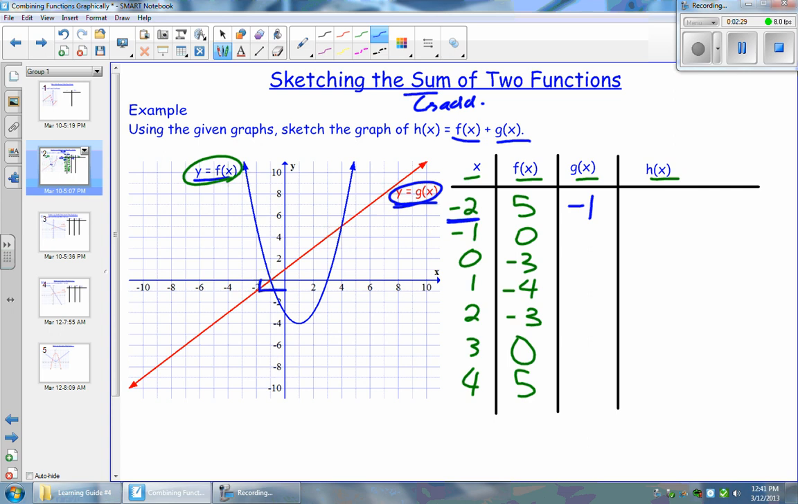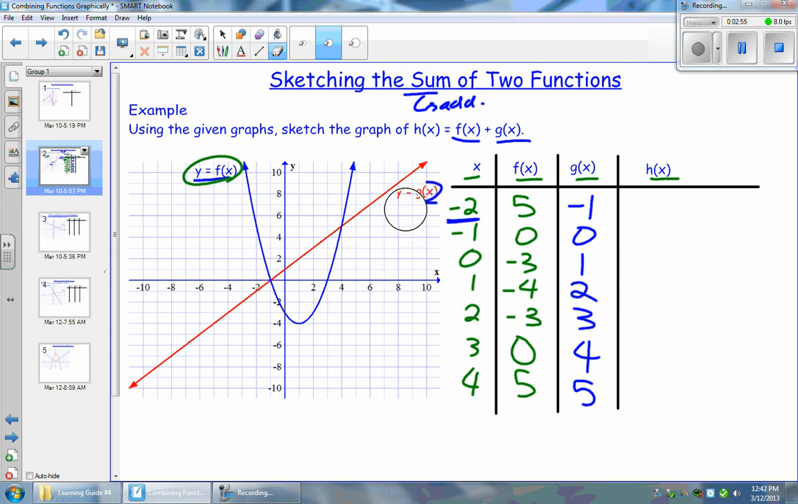Let's keep going here. At -1, we have a 0. At 0, we have a point right there at 1. At 1, we have a corresponding y value of 2. At 2, we have a corresponding y value of 3. And as you can see, there's some sort of pattern going on. The rest of the points are going to be 4 and 5. I'm going to erase all this here so we know what's going on.